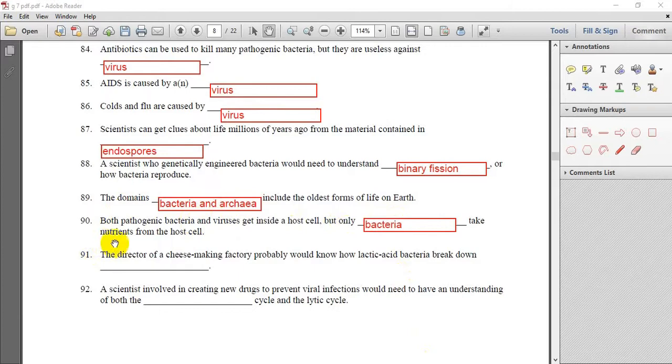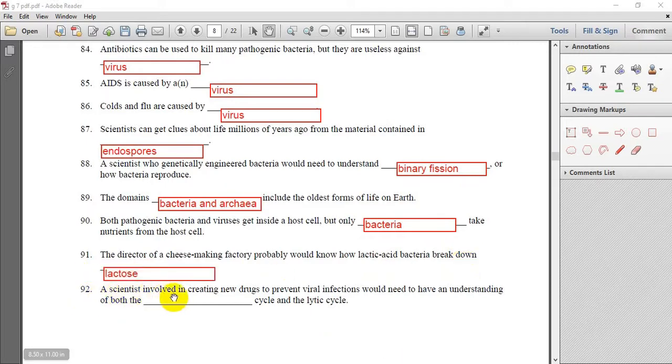Next, 91. The director of a cheese making factory probably would know how lactic acid bacteria break down. As we know, the bacteria change lactose in the milk into lactic acid, and we said that lactic acid is what gives the yogurt this sour taste. So the director of a cheese making factory would know about how bacteria change lactose into lactic acid. So the answer here would be lactose.